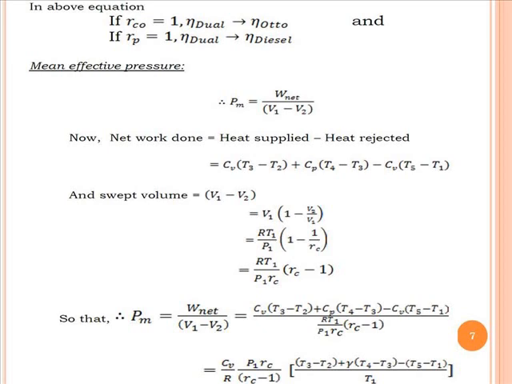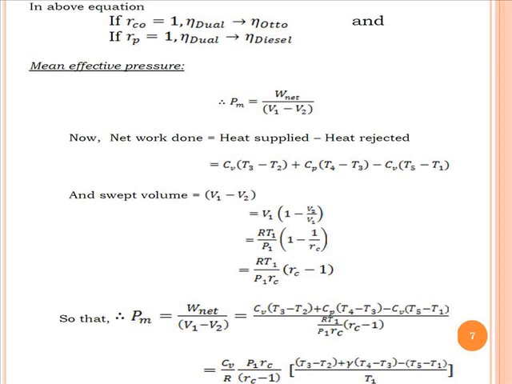Now the next task is to find out mean effective pressure. The mean effective pressure, that is Pm, equals net work divided by (V1 minus V2). So our first task is to find the net work done, and the second task is the swept volume. First, net work done equals heat supplied minus heat rejected. That equals Cv into (T3 minus T2) plus Cp into (T4 minus T3) minus Cv into (T5 minus T1). And the swept volume is V1 minus V2.